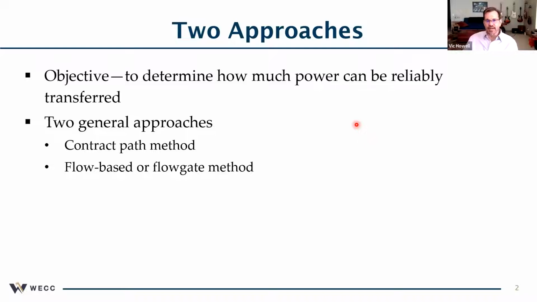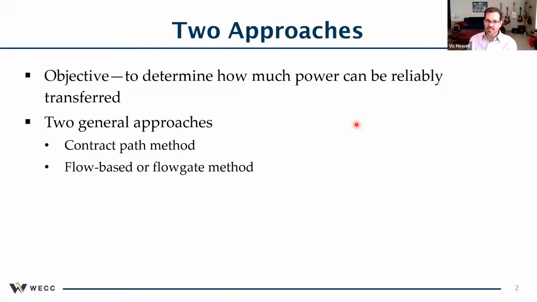When you talk about the contract path method versus a flow-based method, it's all about determining how much power can be reliably transferred from here to there across the transmission system. There's a lot more to this, but at the end of the day, it's about how much power we can transfer reliably. So there are 2 general approaches. One is the contract path methodology, and the other is the flow-based methodology.